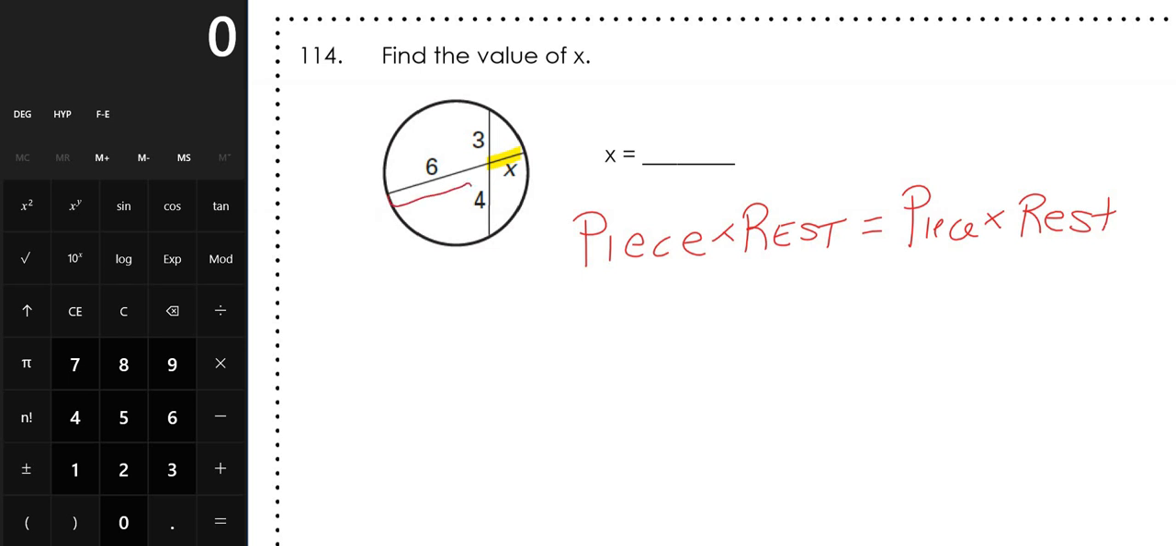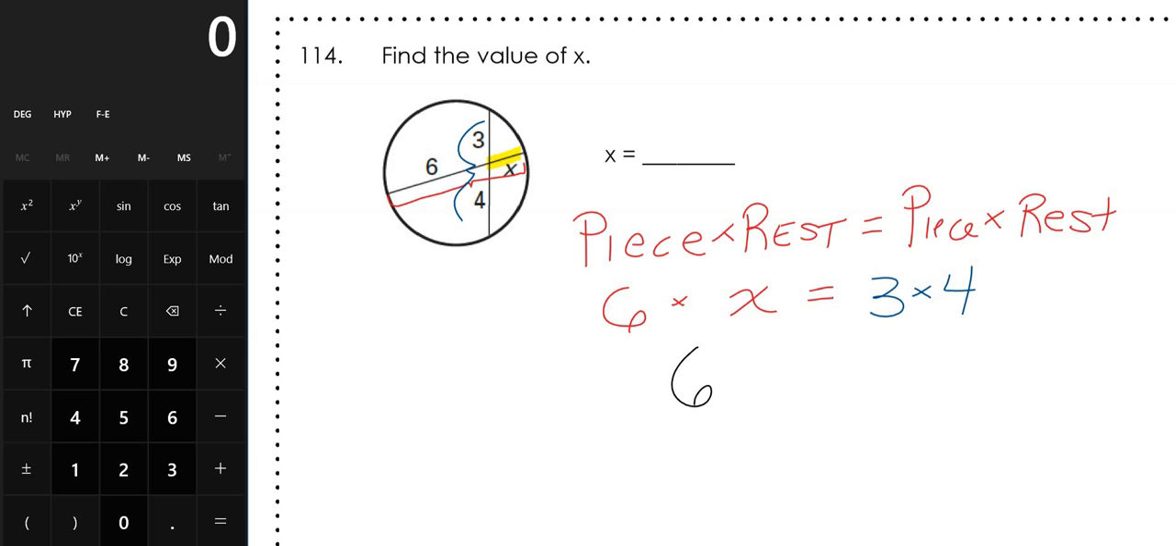So for my first chord, where I see it's cut into 6 and x, 6 is one piece of the chord times the rest of the chord, which is x, equals. Now I'm looking at the other chord. So for my other chord, it's cut into pieces of 3 and 4. So 3 times the rest of it, 4. Multiply those together and let's solve.